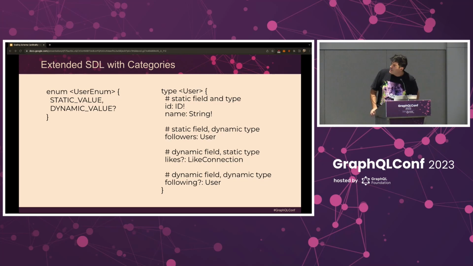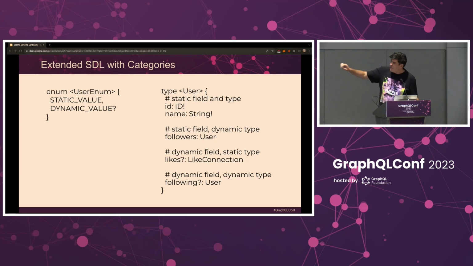Let's walk through a little bit what an extended SDL might look like. On the left, you can see my user enum, and I have one static value, and for my dynamic value, I just throw a question mark on there. Again, syntax not really important. The user type here is a category of object types named user, and there are basically 4 combinations I can think about when creating fields and field types on objects. I could have the field name be static, and the field type be static or dynamic, and vice versa, giving all 4 combinations.